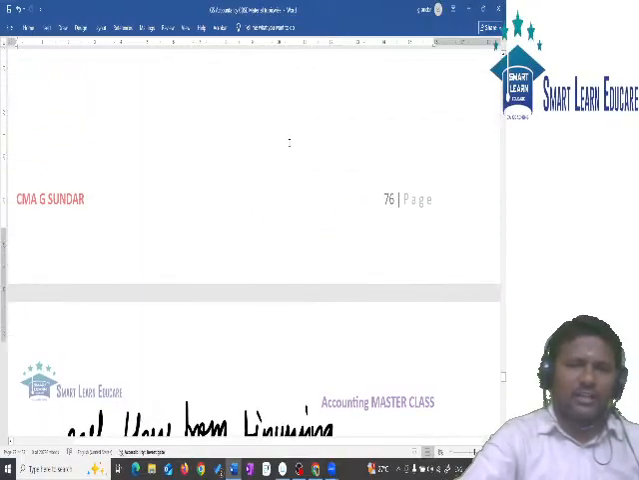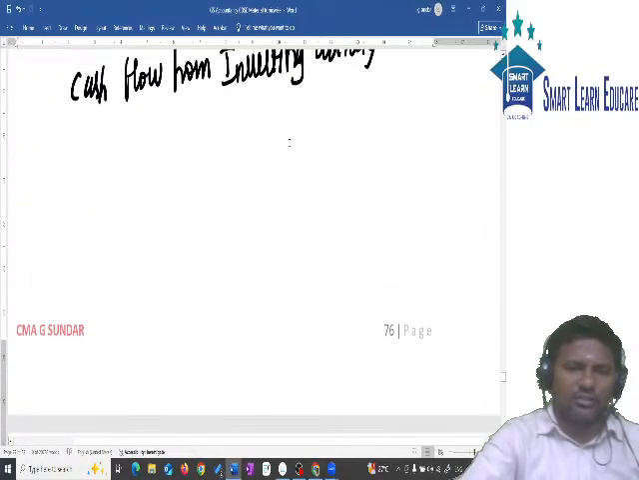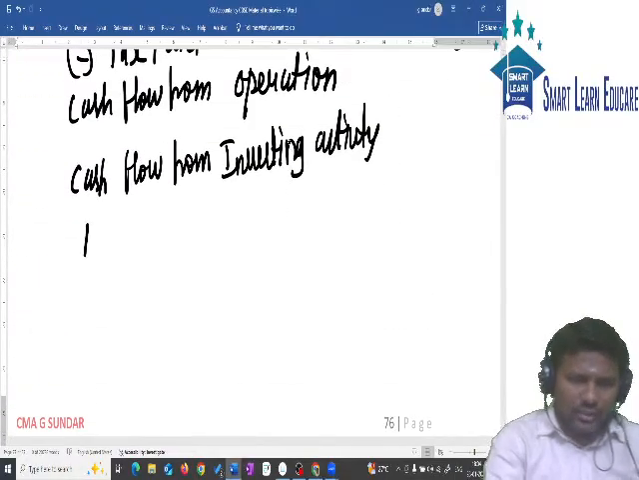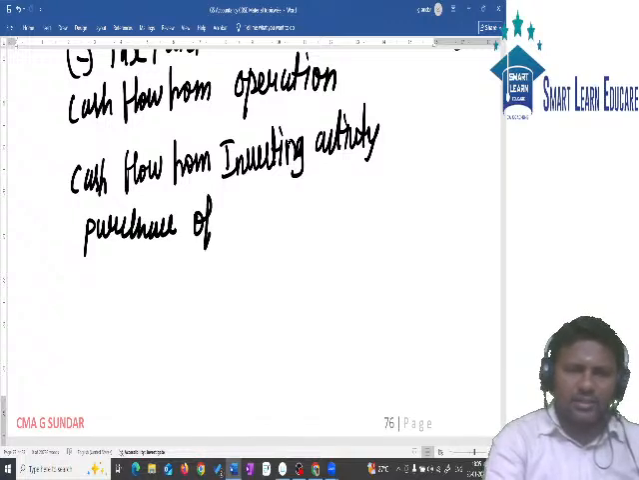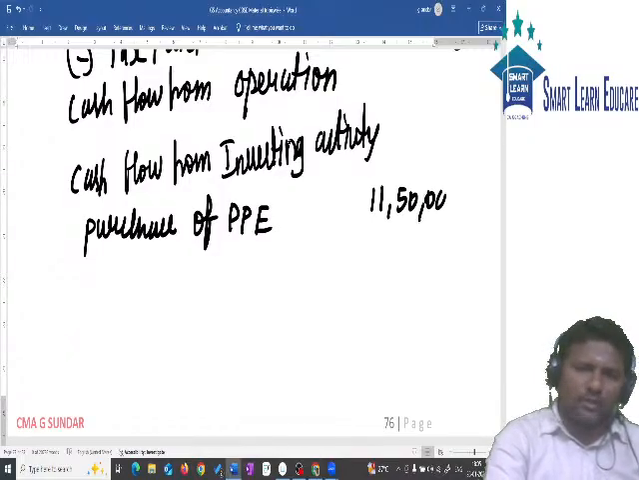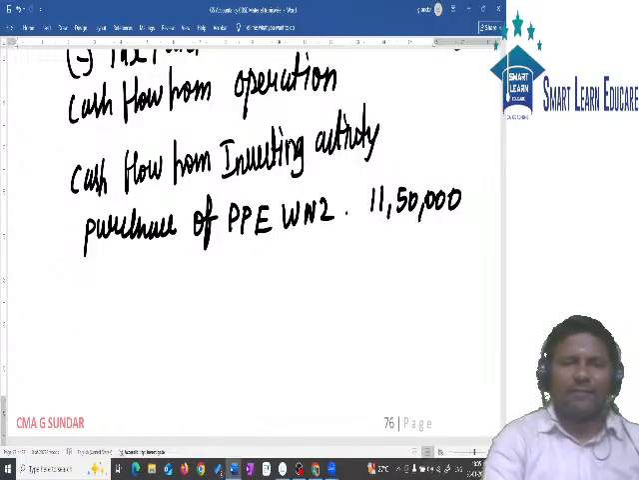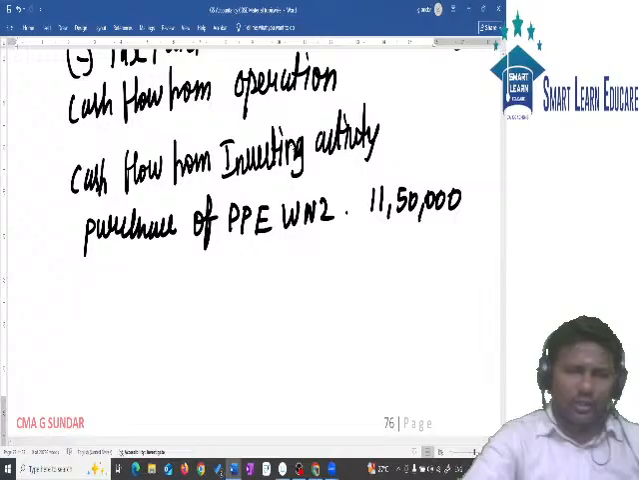That will be treated as what activity? It is an asset related thing, so investing activity. So it is purchase of PPE. How much amount? 11 lakh and 50,000. In working note number 2 we arrived at this amount, 11 lakh and 50,000.